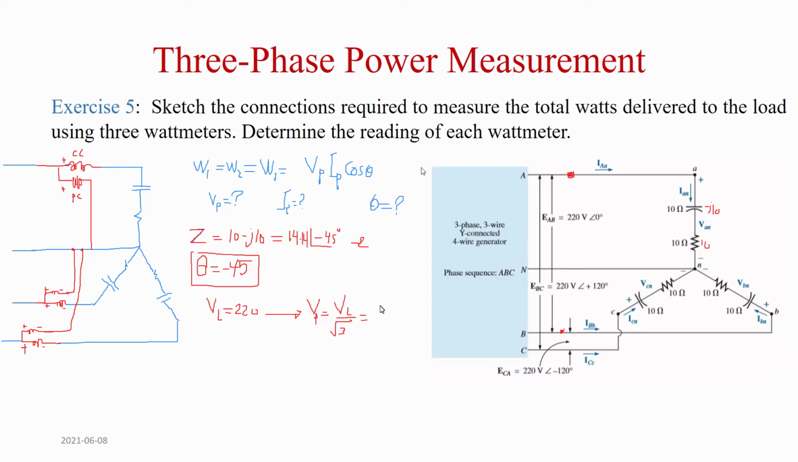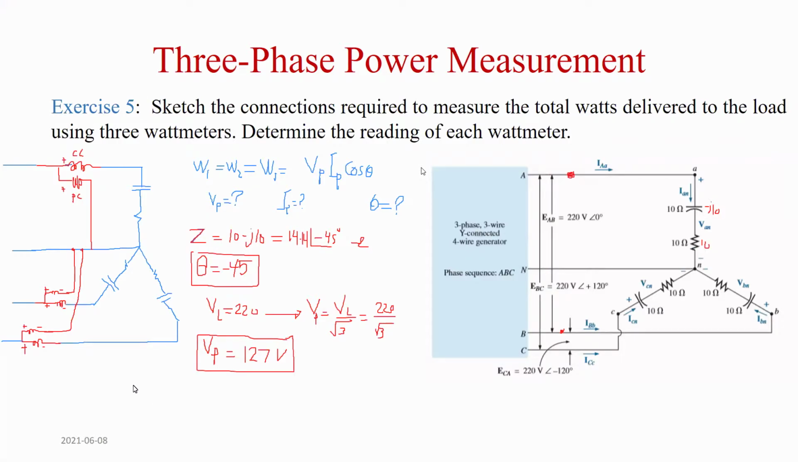So this gives me 220 divided by square root of 3. This gives me the phase voltage, which is one of the three things I need. The magnitude for this, 220 divided by square root of 3, I think it's about 116. No, 127 volt. This is the second thing that I need.